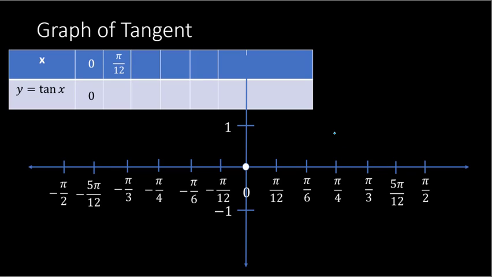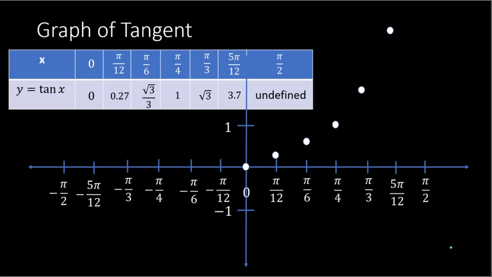If we do tangent of pi over 12, this is not one we do as often, but you can plug that into your calculator and you get 0.27. Then tangent of pi over 6 would be square root of 3 over 3, which we plotted right around here. Pi over 4 for x would give you 1 for y, and that can be plotted right here. Pi over 3 for x would give you square root of 3 for y. And if we do 5 pi over 12 for x, we would get 3.7 for y. And then if we did pi over 2, that would be undefined.